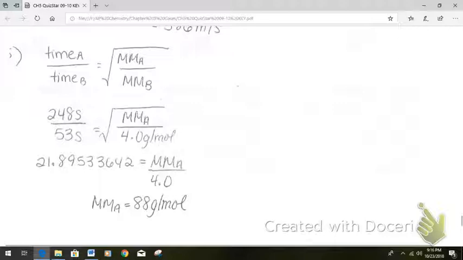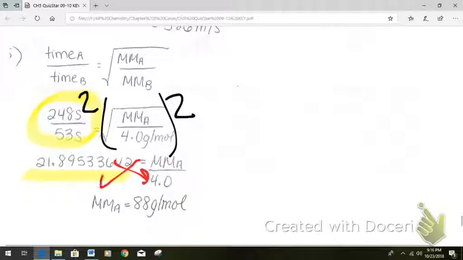So in this case, what you need to do first is just 248 divided by 53. But if you do that, you will not get the number I wrote below, this 21.89, etc. Because you have to remember that to get out of this, you're going to need to square both sides. And so when you take 248 divided by 53 and square it, that's how you get 21.89. And then, of course, you want to cross multiply to solve this. And so when you do that, you get 88 grams per mole, which is how I got the answer.